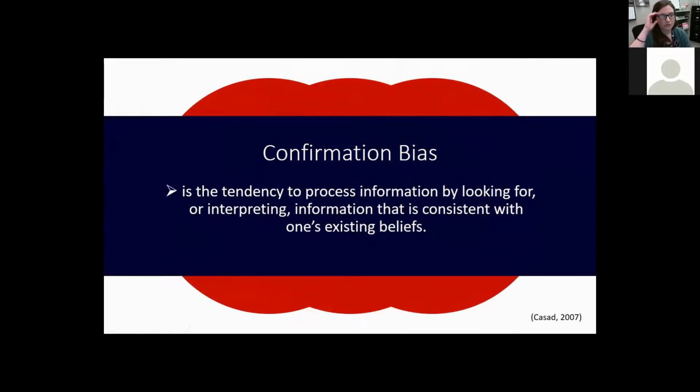Before we jump into the social media conversation, it's really important to address something called confirmation bias. It's defined in the Encyclopedia of Social Psychology as the tendency to process information by looking for or interpreting information that's consistent with one's existing beliefs. We need to recognize that no matter how factual the website or the information that we see on social media is, we still have personal biases that affect how we interpret it or whether we believe that information.